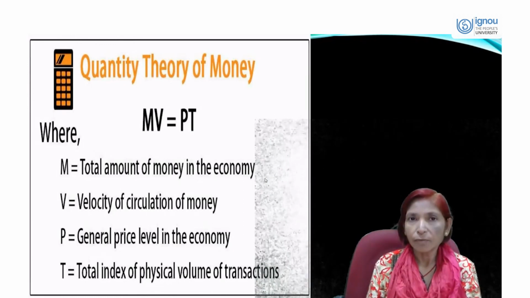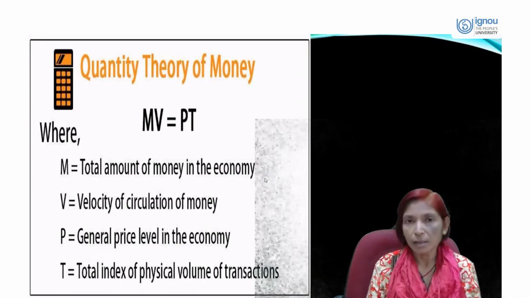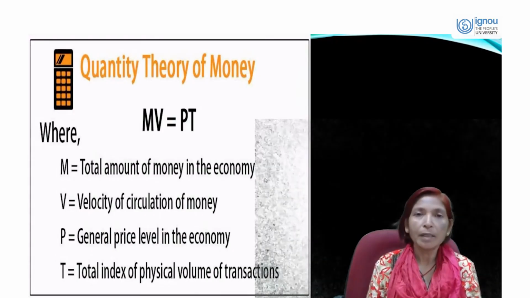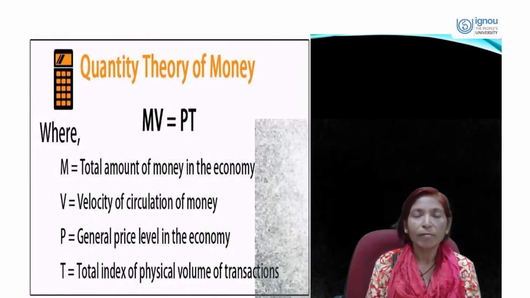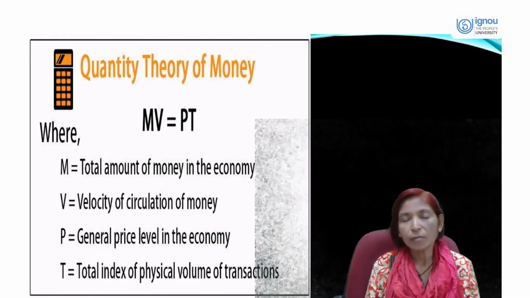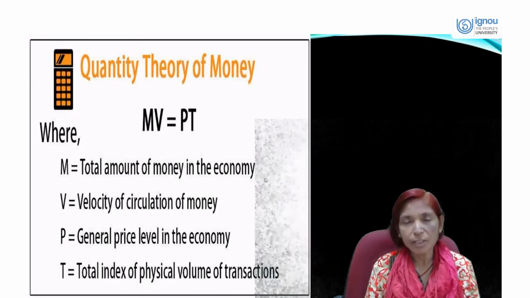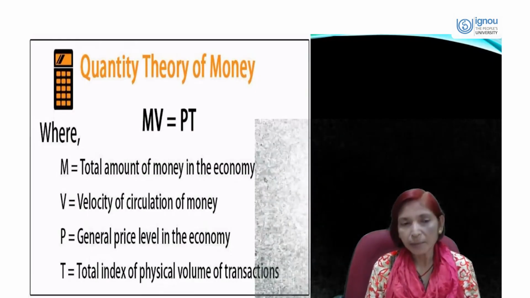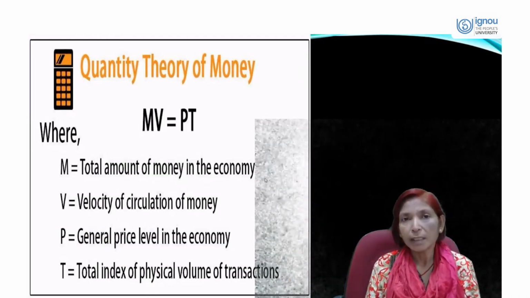Because we need money for day to day transactions. Some goods are perishable in nature. We can't store those commodities. For example, bread, butter, milk, fruits, vegetables, and for transportation or other expenses, we need money. So we need money for transaction purpose, which is the first main purpose of demand for money. We shall assume that T, transaction demand for money, remains constant.